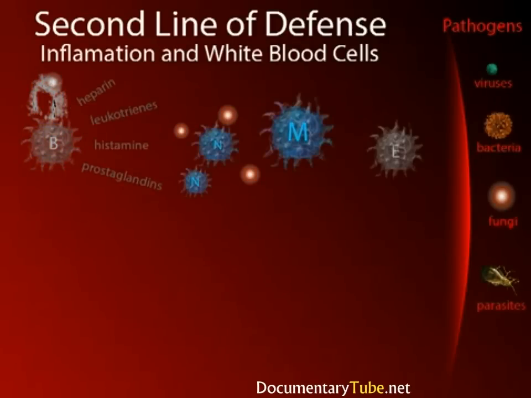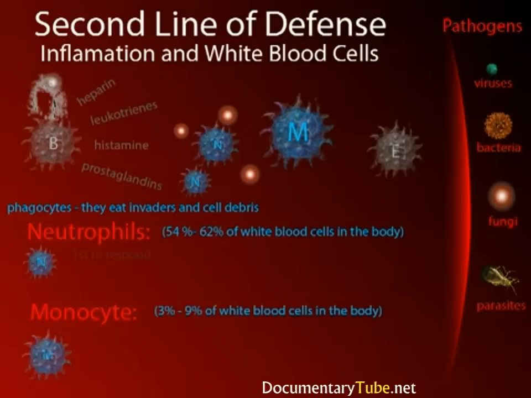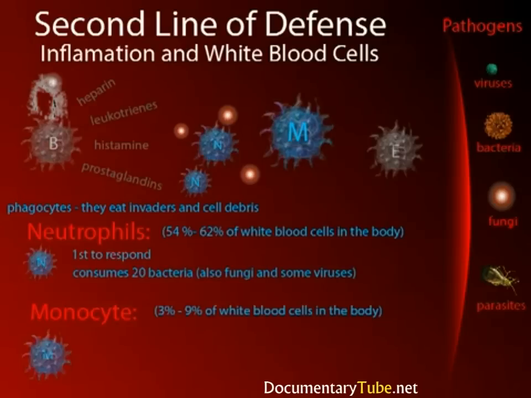Any bacterium or virus can potentially be attacked by white blood cells, so they're nonspecific. White blood cells generally have about a 12-hour lifespan, and they're produced in the bone marrow. The neutrophils and monocytes are phagocytes. That means they can eat other cells. Neutrophils are typically the first of the two phagocytotic white cells to respond. They are not very large, and they can only consume about 20 bacteria before they reach the end of their lifespan. They can consume fungi and some viruses as well.